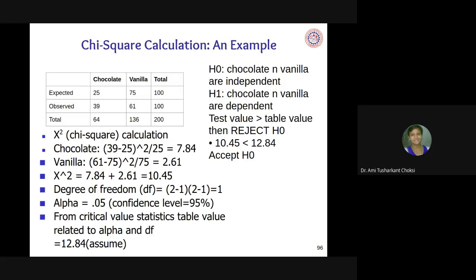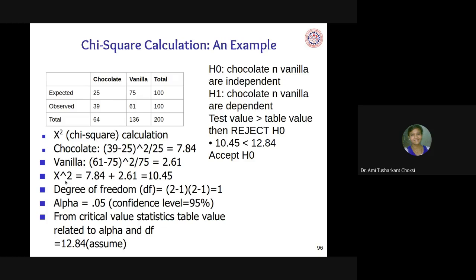Square value? Not square value. We need to find the summation of it, right? Chi square is where we have O minus E whole square upon E. That's what we have found individually, right? This is for chocolate, this is for vanilla. Now we need to do the summation.